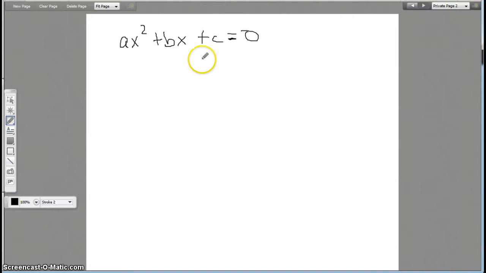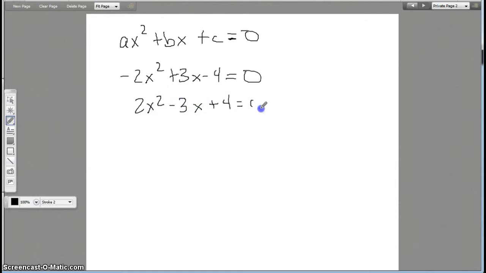Now, I will also say that it will be much easier for you to solve if you have a positive number in front of your x squared. So if you end up with something like negative 2x squared plus 3x minus 4 equals 0, do yourself a favor, go ahead and flip all the signs. If you multiply both sides by a negative 1, what that's going to do is flip all of your signs. You will have 2x squared minus 3x plus 4 equals 0, which is an equivalent equation and will be much easier to solve than one that has a negative in front of your x squared.